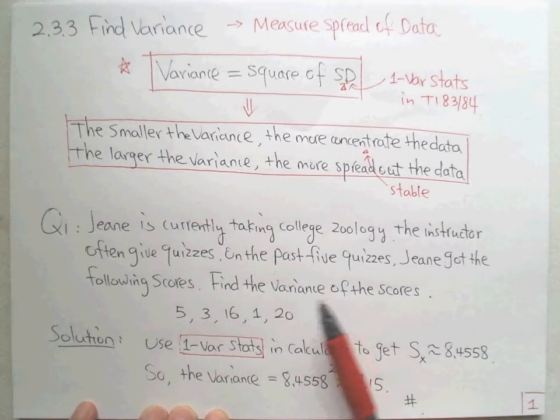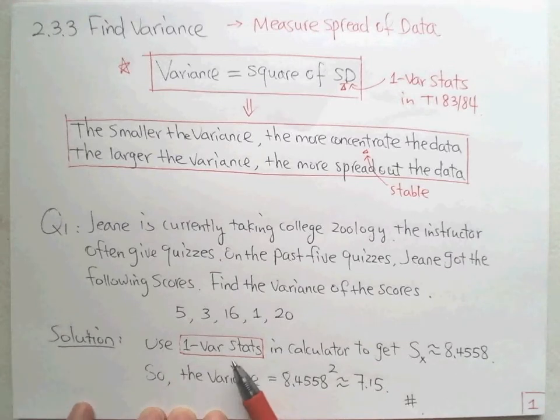Everyone knows one variable stats in the calculator, no matter TI-83 or 84, and you will get the standard deviation first. And then use the definition: square of the standard deviation, we get the variance. The answer should be 7.15. I'm going to use the calculator to do this.